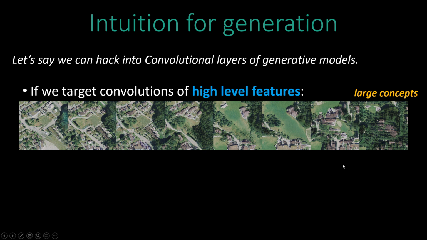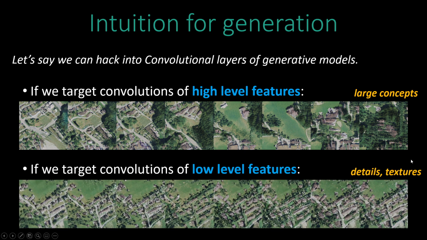Okay. So if we are messing with the higher level features, we are changing the large concepts of the image that we are creating. While if we were to target convolutions of the low level features, so something later in the architecture of the generative networks, which is something that we didn't talk about yet, but there are convolutions that we can relate to now already.